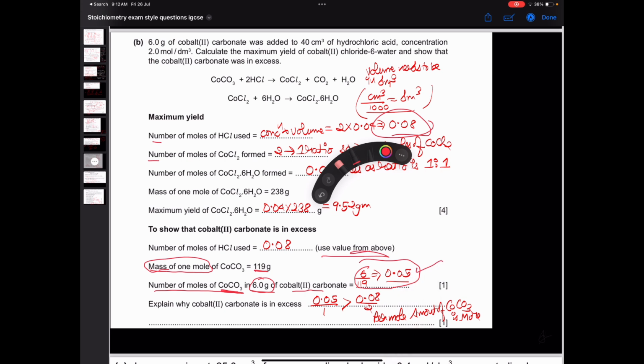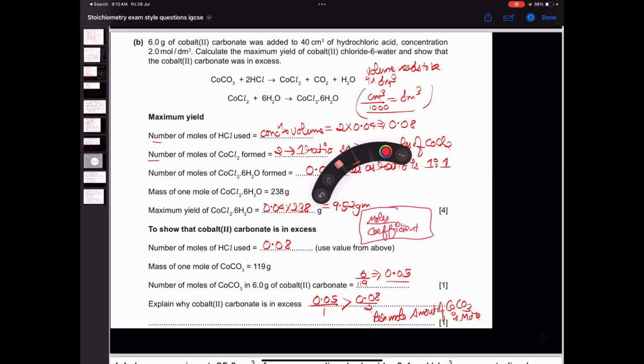Alright. Then explain why cobalt carbonate is in excess. For this, I have told you one formula just for question solving, that use moles by coefficient for both of the reactants. For example, for cobalt carbonate, we have 0.05 moles. And what is the stoichiometric coefficient here? 1. So 0.05 by 1. And for HCl, we have 0.08 moles, but that is for how many molecules? 2 molecules. So divided by 2. Now, which one is larger? Cobalt carbonate is definitely larger.